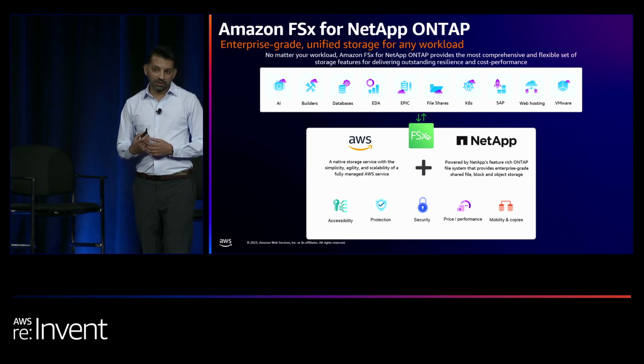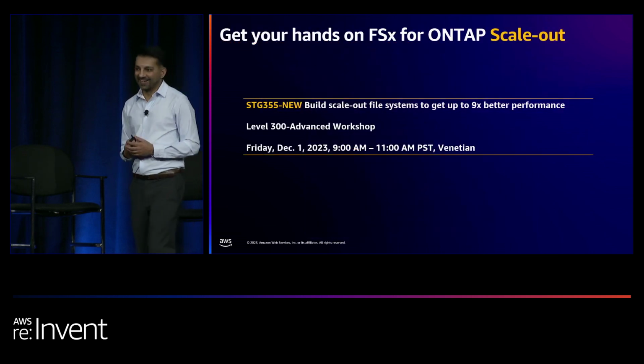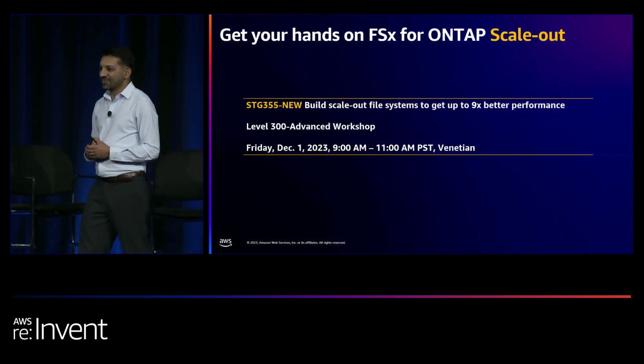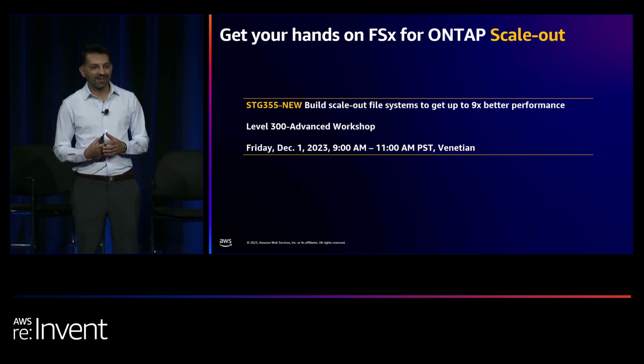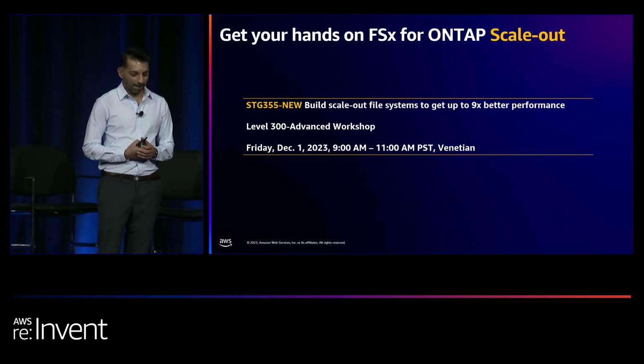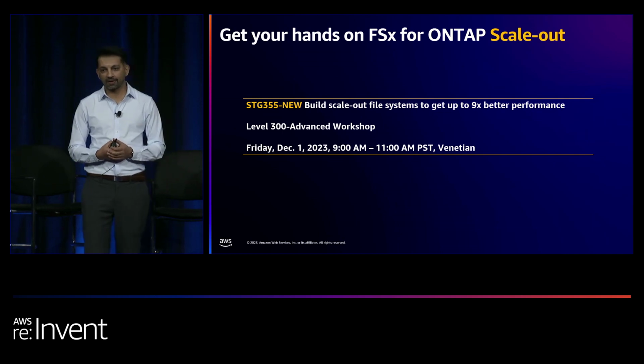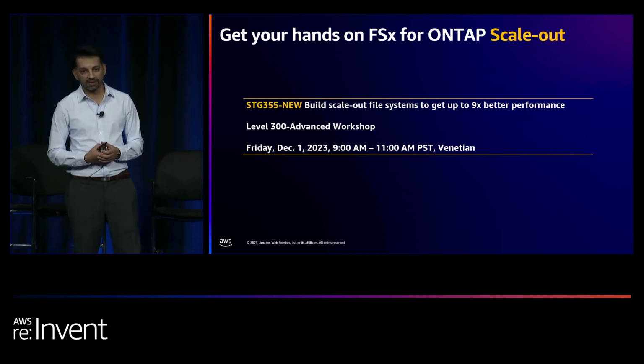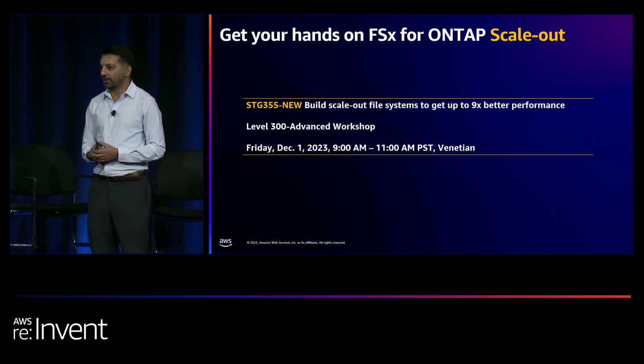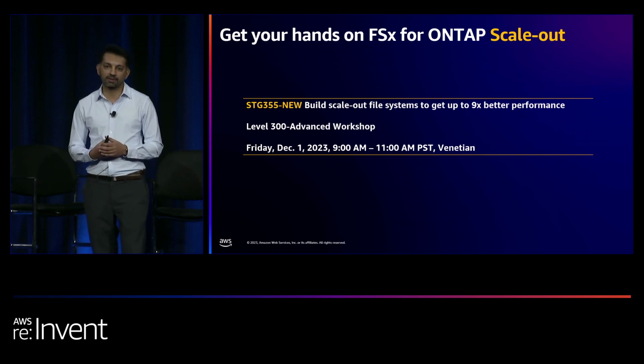If you still have the energy by tomorrow, I would highly recommend going to the Venetian tomorrow morning at 9 o'clock. AWS is running a hands-on lab where you can firsthand experience the scale-out capabilities that we made available this week. So please go ahead and get your hands dirty and see how fast you can run your storage with the new architectural benefits we bring to the table.